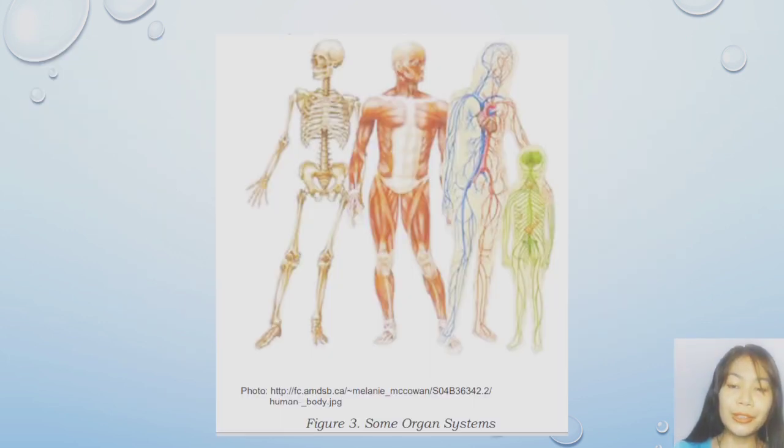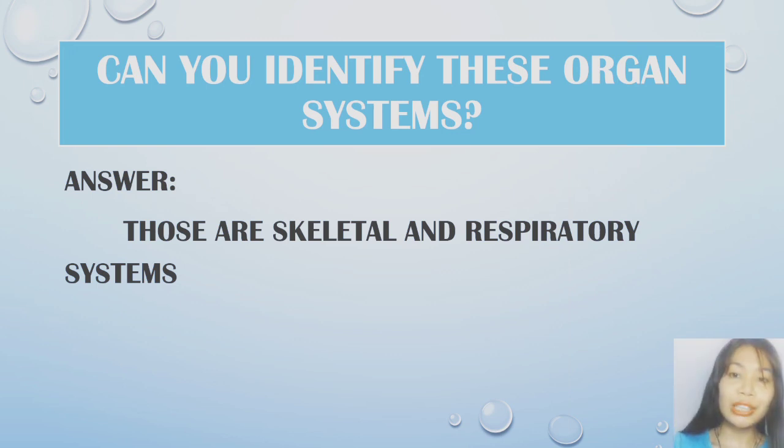Okay, so you can see here another picture. That is some of the organ systems in our body. Okay, so we have the bones. You can see the bones, the muscles, and the nerves, right? So can you identify this organ system? As you can see, there are bones and there are nerves. So those are the skeletal and respiratory system.